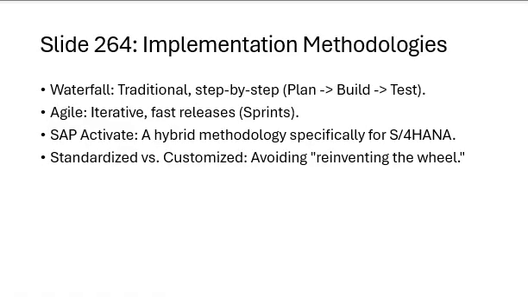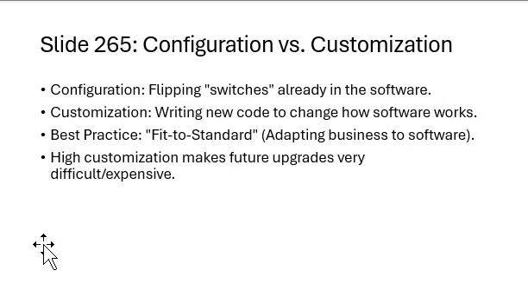Implementation methodologies. Okay, first, we use the waterfall model. So this follows the traditional step-by-step project approach. Agile methodology uses iterative sprints for faster release. SAP activates the hybrid methodology for S4HANA. Standardized approach is to avoid reinventing business processes. So we have the customized approach, which increases the complexity and cost. Okay, basically how do you choose the methodology? You choose based on the impact that the ERP project will have on the success of the project.